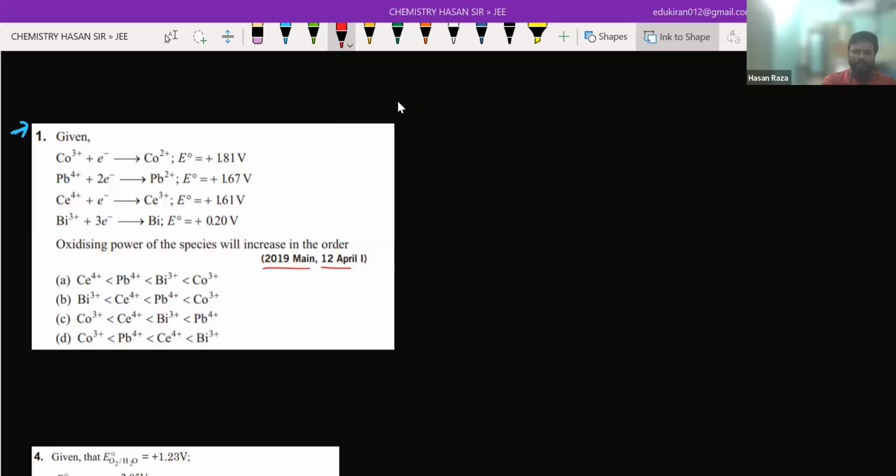I think it's wrong. Please review your answer. Faiza, it's correct. If it's wrong, please review your answer. You need oxidizing power. You know what? As E naught R value increases, basically E naught R is directly proportional to oxidizing power and inversely proportional to reducing power. So the one with the highest value of E naught R will have the greatest oxidizing power.